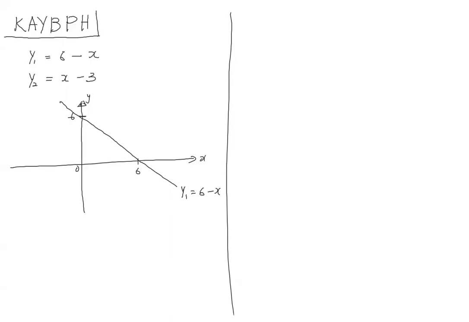Okay, it's okay. So my Y2 will look something like this. Okay, so this will be my Y2, which is x minus 3.